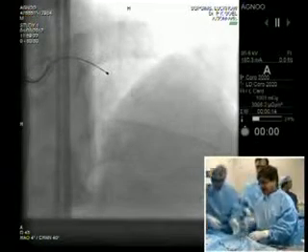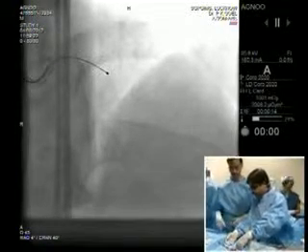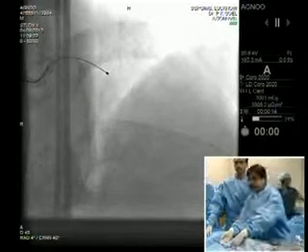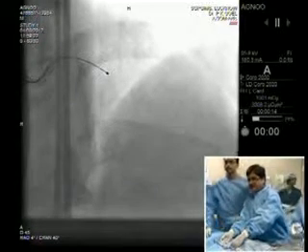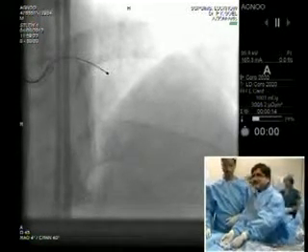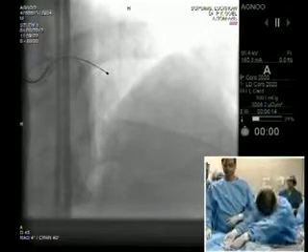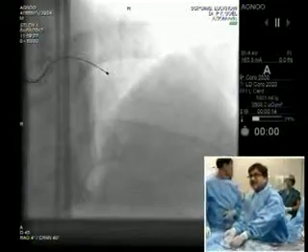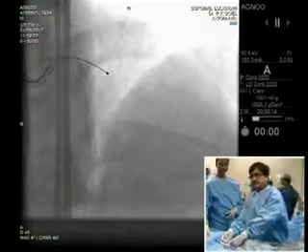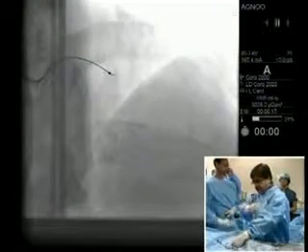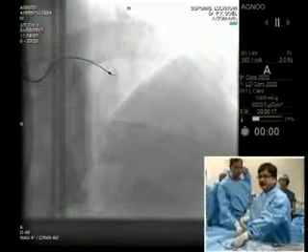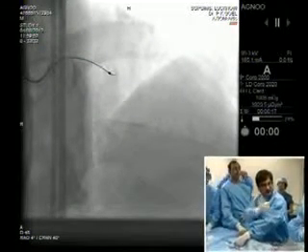I agree you can change to parallel wire technique, but I usually don't. I'm not very fond of that unless there is no other way out. Because I'm just exploring and I feel that I will be able to get into the true lumen by a little redirection. Can I see RAO cranial again?